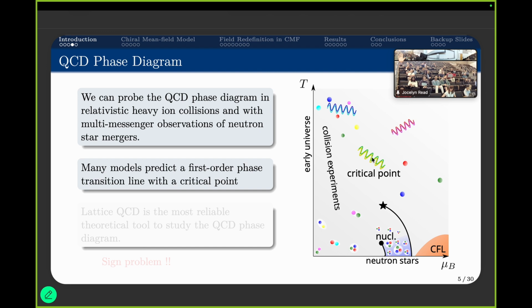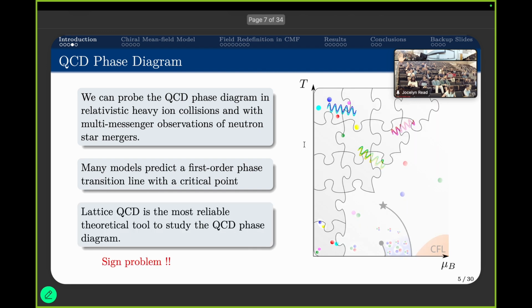So what are the various theories which can describe the QCD phase diagram in particular regimes? Lattice QCD is the most reliable theoretical tool to study the QCD phase diagram. It can tell us about the equation of state and strong interaction physics at high temperature as well as low baryon chemical potential.